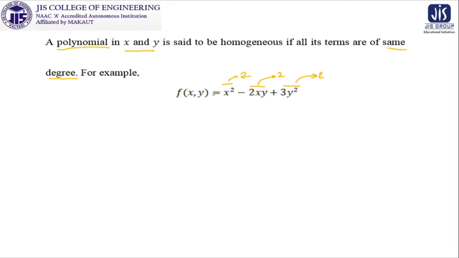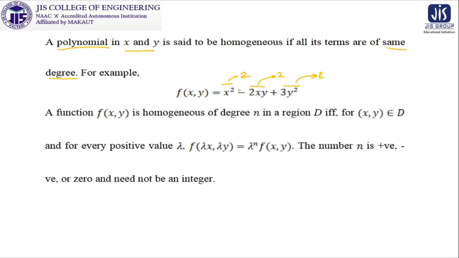So we are claiming that if this is a polynomial where this particular condition is maintained, it is going to be a homogeneous function. Now a function f(x, y) is homogeneous of degree n in a region D if and only if (x, y) is in D, and for every positive value of lambda, f of lambda x, lambda y, meaning we are substituting lambda x in place of x and lambda y in place of y, gives lambda to the power n f(x, y). The number n is positive, negative or 0 and need not be an integer. It is not guaranteed that it has to be an integer.